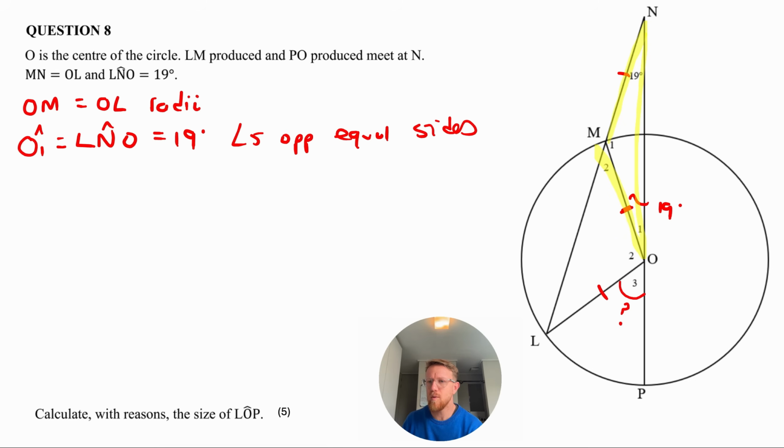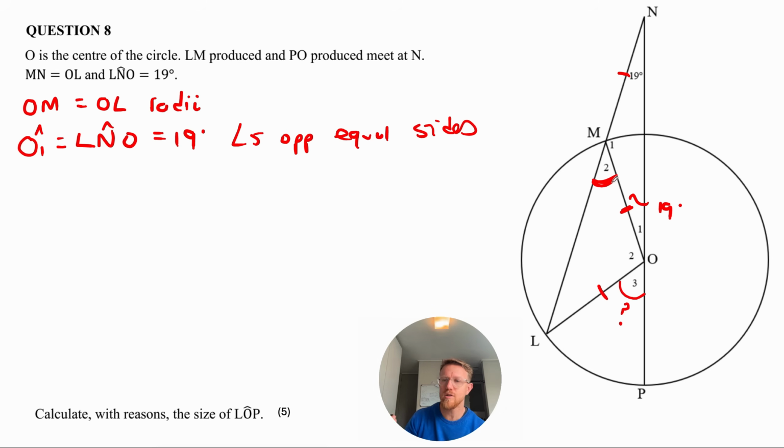Now, there's different ways of handling this next part. If you are comfortable, what a lot of learners do is, in this triangle here, work out this angle now, and then work out this angle because of angles on a straight line. But if you understand exterior angles of triangles, then you can go straight to this one without having to do that step that I just explained.